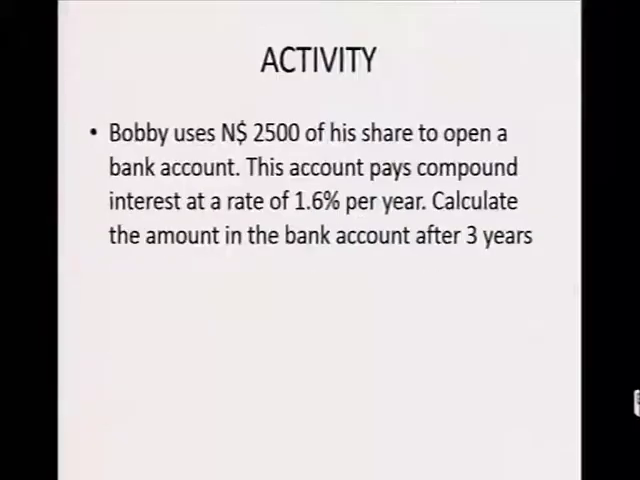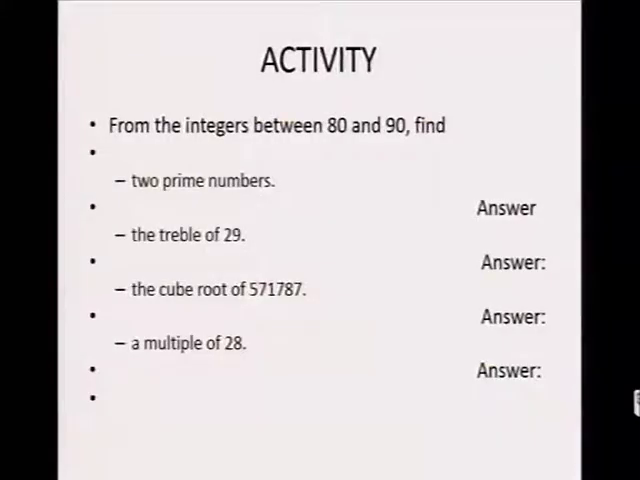There's a question here. I want us to look at this number now. From integers between 80 and 90, look at what they are saying here. Then find the two prime numbers, the triple numbers, the cube root of 571,787, a multiple of 8.